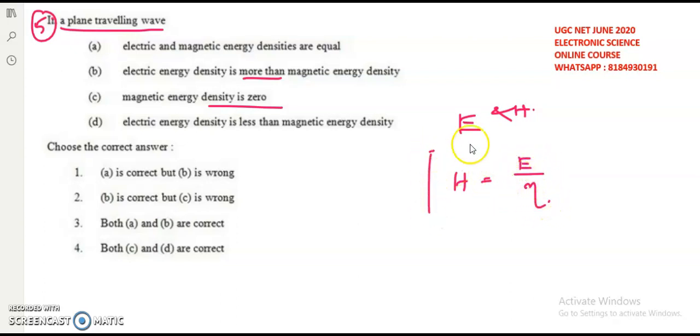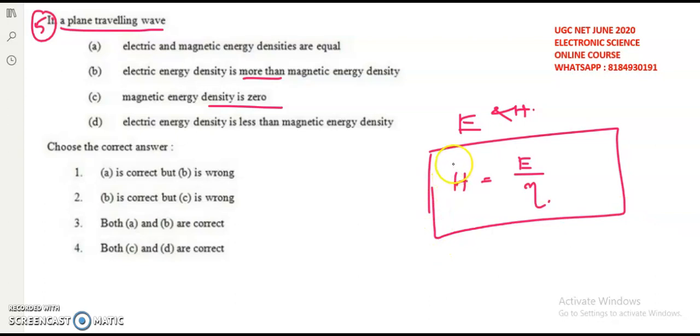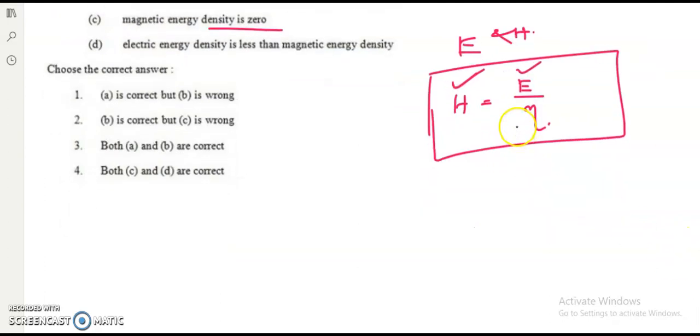Okay, it is a relation between the magnetic field intensity and the electric field intensity. So from this expression you can understand that definitely H is less than the electric field intensity. Why? Because E can be taken as intrinsic impedance into H. So if you observe this relation, E is more compared with H.